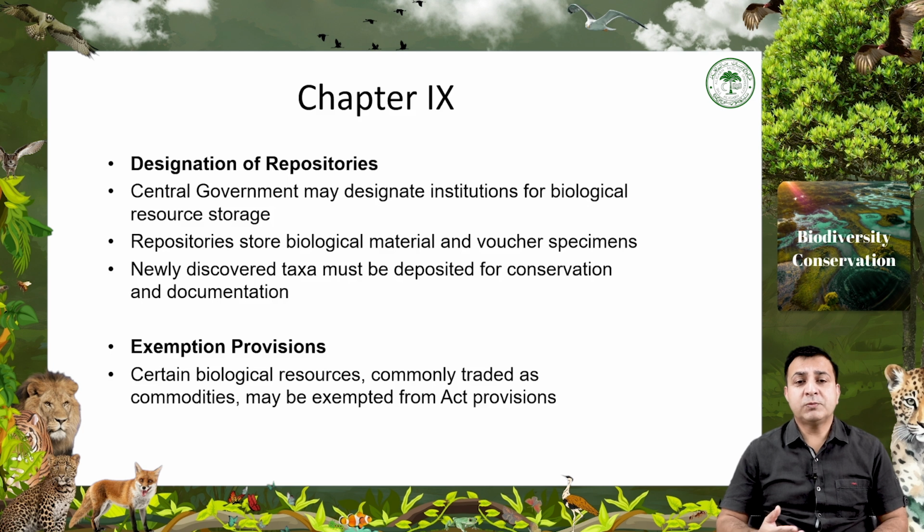And this chapter also talks about some exemption provisions. The central government may also declare, in consultation with the National Biodiversity Authority, that certain items, including biological resources typically traded as commodities, will be exempt from the provisions of this particular Act.